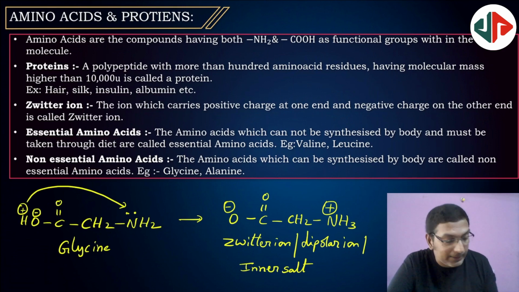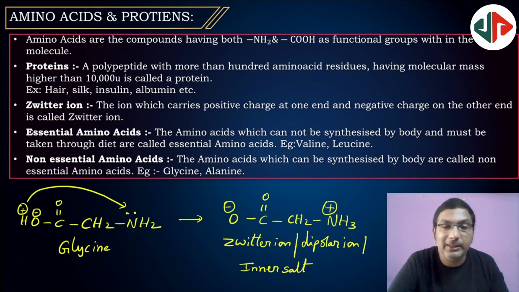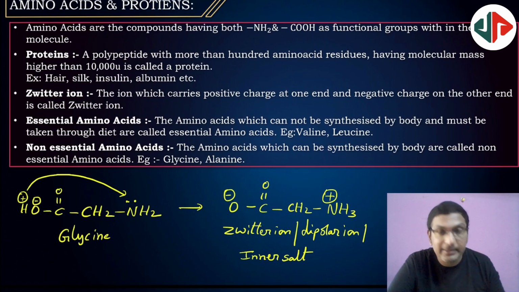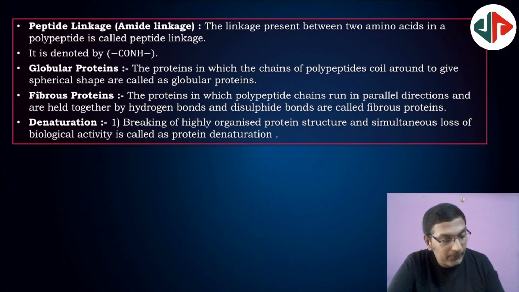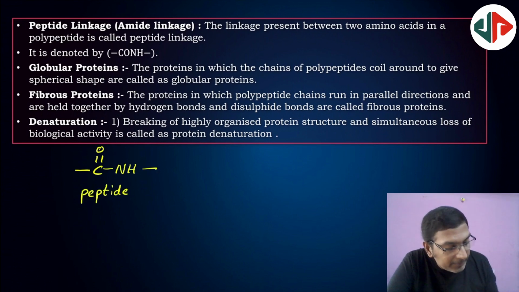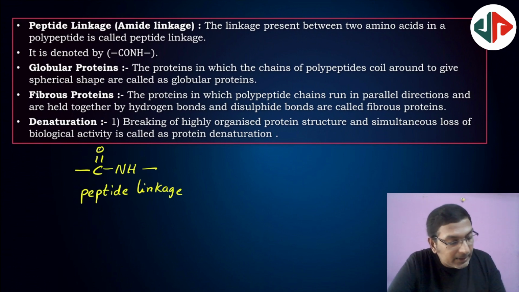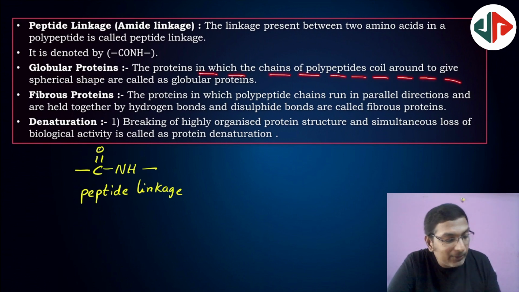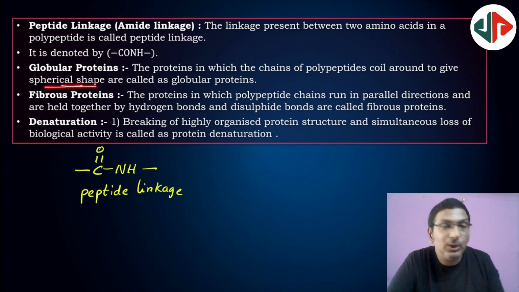Next, essential and non-essential amino acids. This list is very, very important. The amino acids which cannot be synthesized by the body are essential. Non-essential: the amino acids which can be synthesized by the body. Here the examples are very, very important. Next, peptide linkage. CONH linkage is known as peptide linkage. Next, globular proteins. The proteins in which chains of polypeptide coil around to give a spherical shape. Globular means spherical shape.